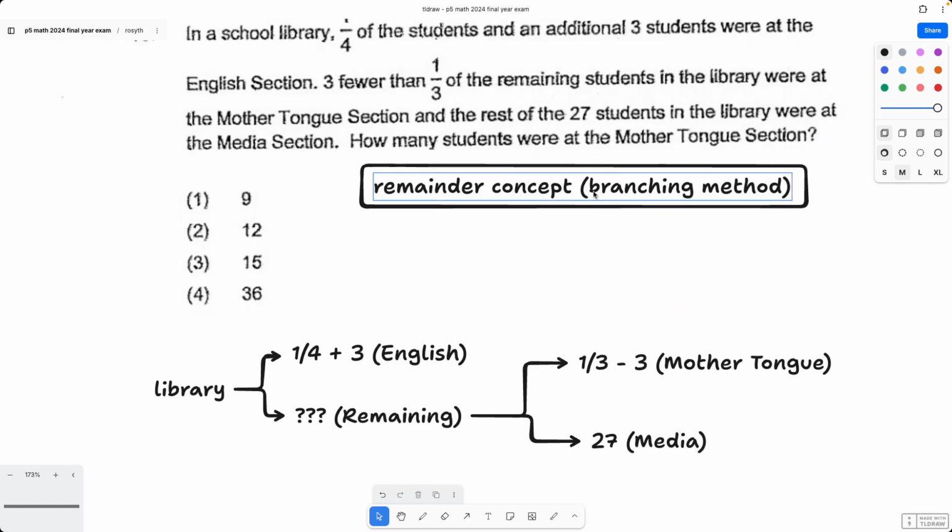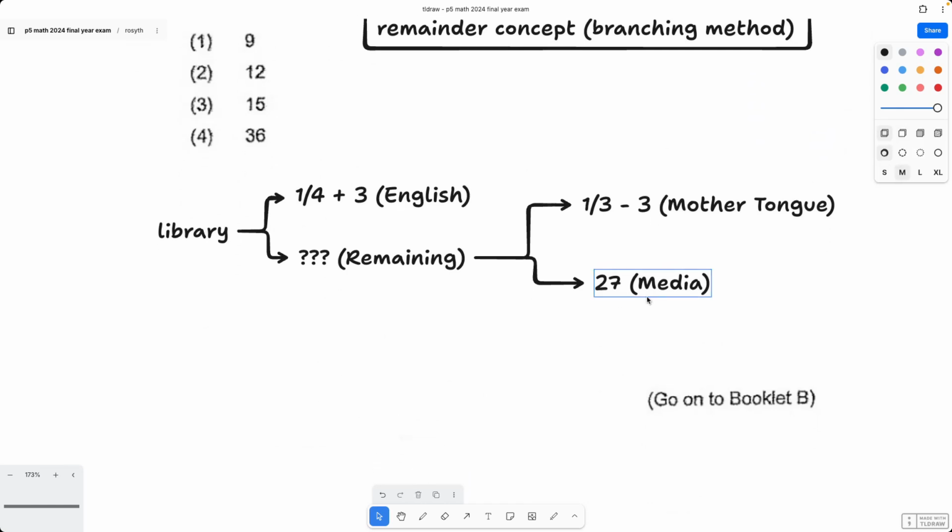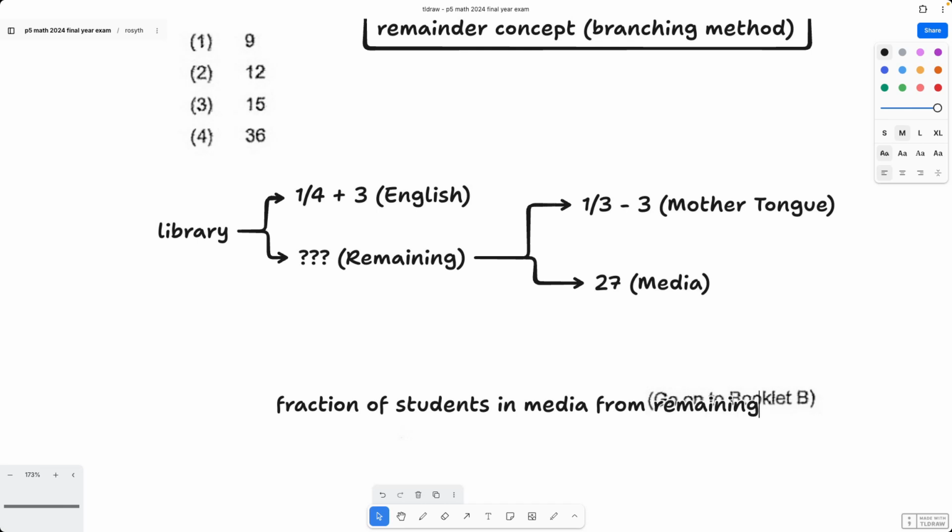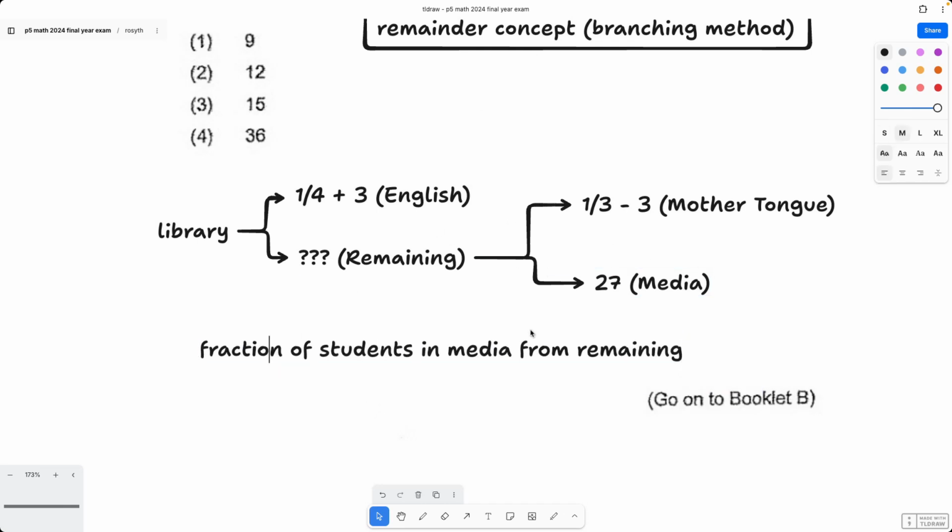So from here, we care about what's the media in terms of the fractions. So the fraction of students in media from the remaining. Why we say this is because this is not the total. We just want a fraction from the remaining, because the media is branching out from the remaining. So it's basically equal to 1 minus, and then we bracket 1 over 3 minus 3. If you convert this, the negative will be multiplied to 1 over 3 and minus 3. So that means 1 minus 1 over 3 plus 3.